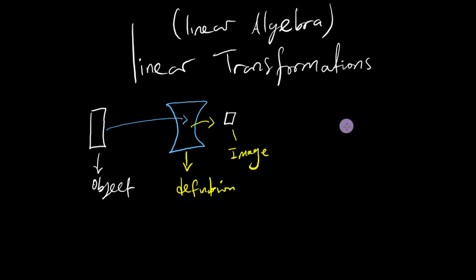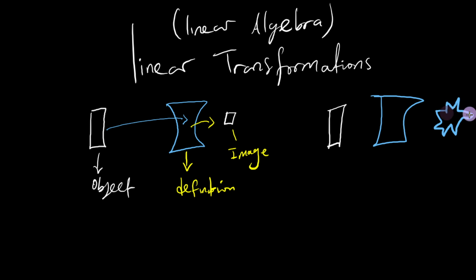Now, there are cases where maybe you have an object like this and it goes through a particular definition, and maybe it comes out something like that. It goes through a definition and the shape that is produced here is maybe just something else. So this is an example of a non-linear transformation, okay.